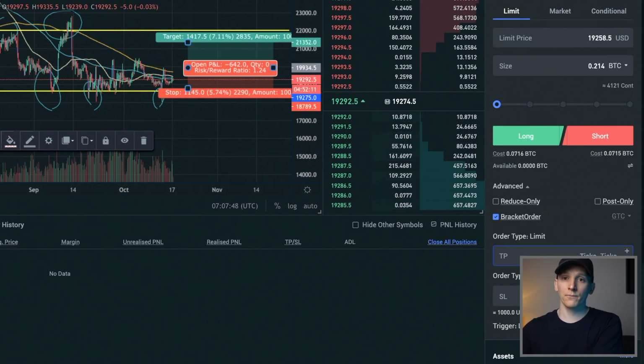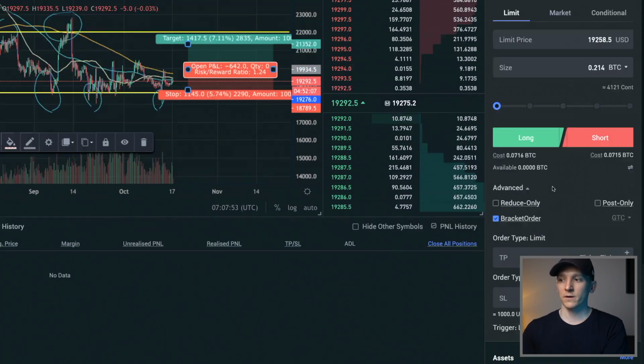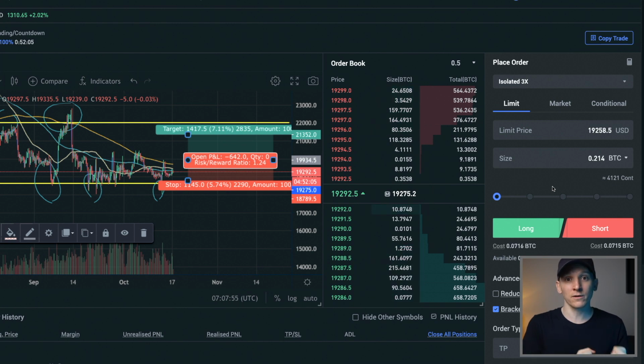You don't have to have a take profit in there. You can just let it ride if you want as well. But the stop loss is always recommended when using leverage because we need to know what our max loss is in order to make sure that we're managing our risk properly.